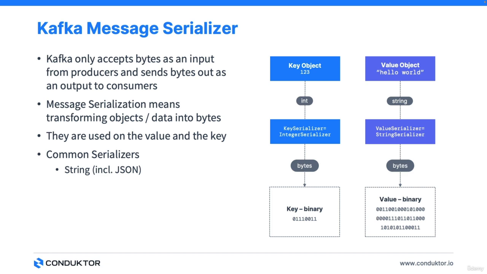Kafka producers come with common serializers that help you do this transformation. So we have string, including the JSON representation of a string, integer, floats, Avro, protobuf, and so on. We can find a lot of message serializers out there.